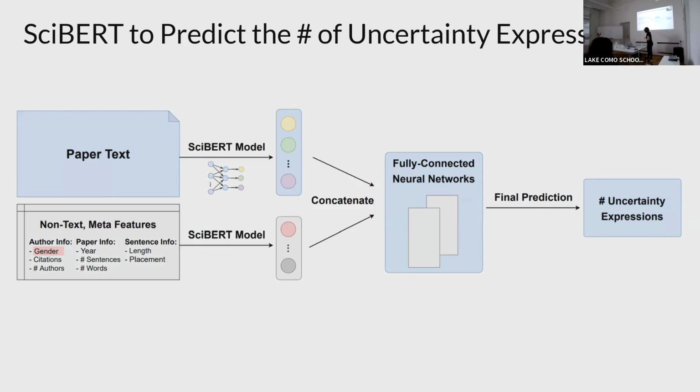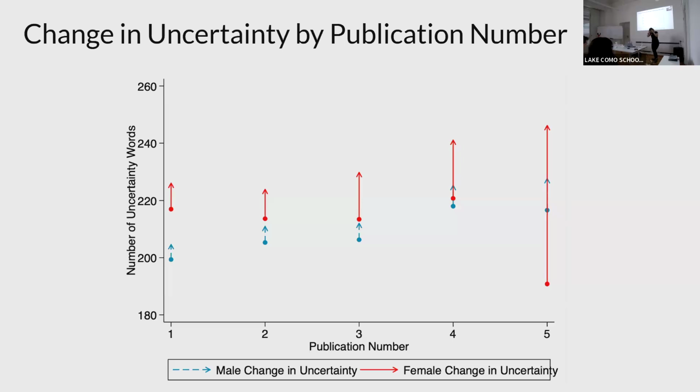In the meantime, we also have the number of citations by the author, the number of co-authors, the year of publication, the number of sentences, length, placement, and so on. Then we concatenate this whole thing into a large vector, which has the causal variable gender, but also all the confounders that we want to control for. Then we run a fully connected neural network to predict the number of uncertainty expressions. You can understand this one as an upgrade of linear regression, and this one as an upgrade of the covariate extraction. With this, we look at the causal effect across different cases, such as publication number and the number of uncertainty words.